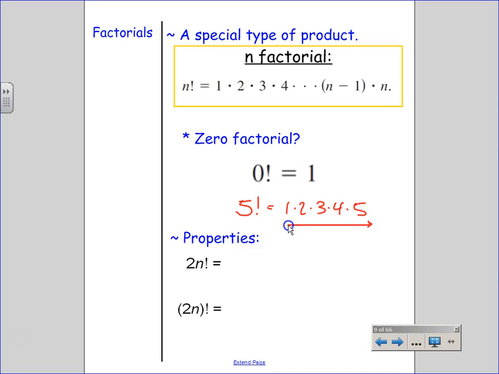Anybody have that? Mental mathers? What's 1 times 2 times 3 times 4 times 5? 120? Good, 120.